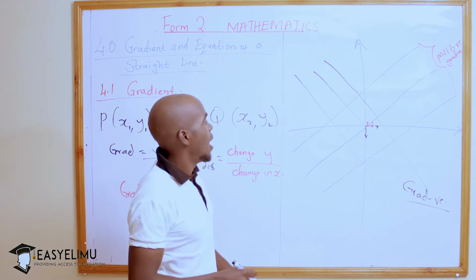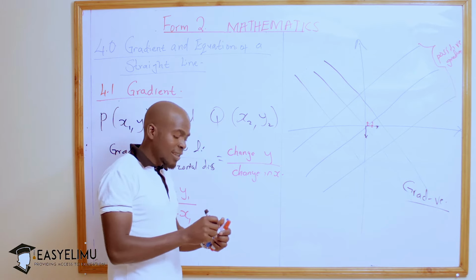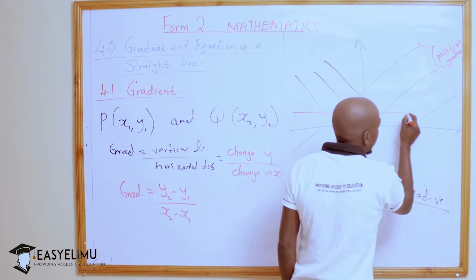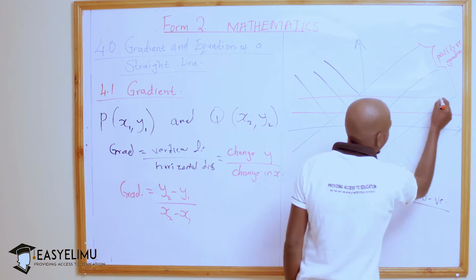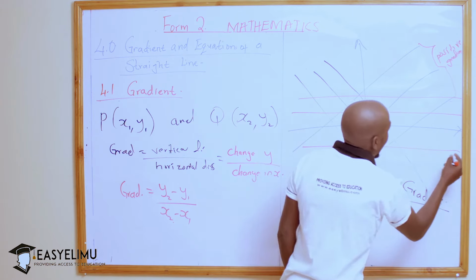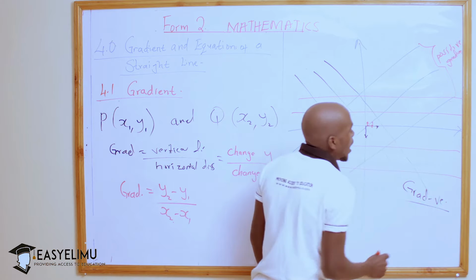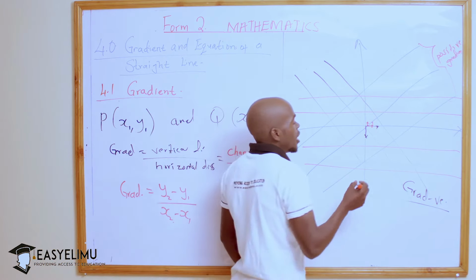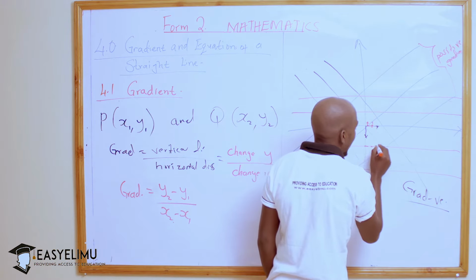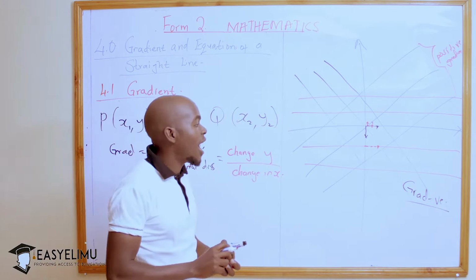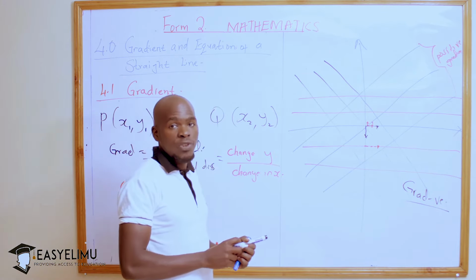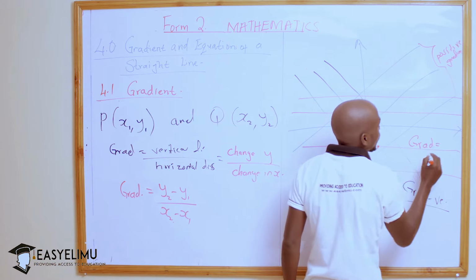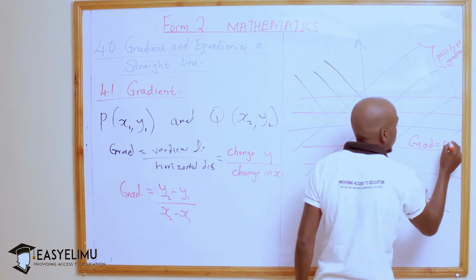But sometimes you will find there are some lines which run horizontal, or parallel to the x-axis, in that an increase in x has no effect on y, such that if there is an increase in x, y remains 0 as x increases. Such lines have a gradient equal to 0. The gradient of that line is 0. So the gradient of lines which are horizontal to the x-axis is equal to 0.